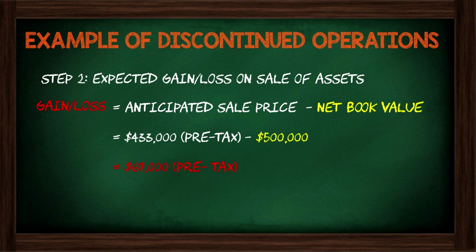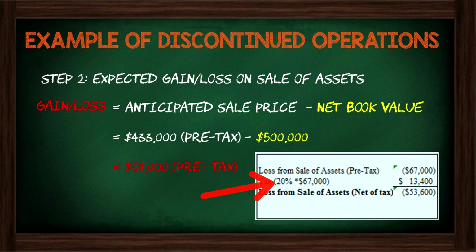So are we going to put this on the statement? No, because this is a pre-tax figure. If we look back at the question, this expected selling price is listed as pre-tax. It's not a post-tax figure, and everything recorded in the discontinued operations section is net of tax. So we're going to do the same thing as we did for net income. We're going to calculate our income tax expense, which is the rate, 20%, times the pre-tax loss on the sale of the asset, which is $67,000.